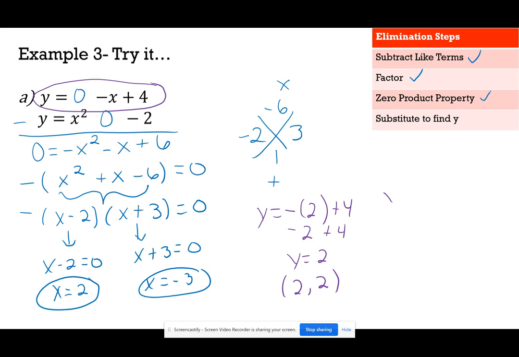And the second one, I have y equals negative 3 plus 4. Don't forget the negative in front because that's in the equation. So negative 3, that means the opposite of negative 3, which is positive 3. Whoops, plus 4 is 7. So my answer is negative 3, 7. So I have two solutions: 2, 2, and negative 3, 7.